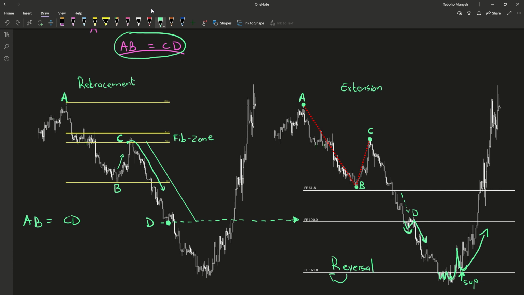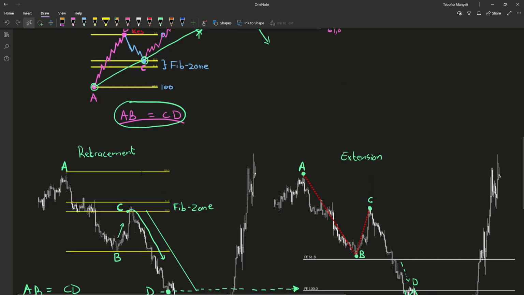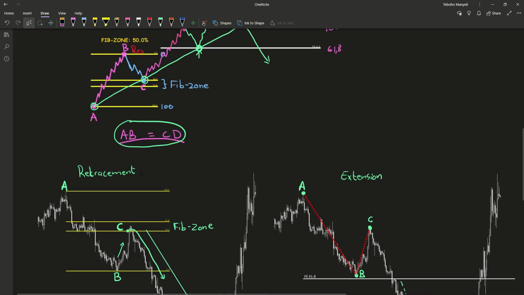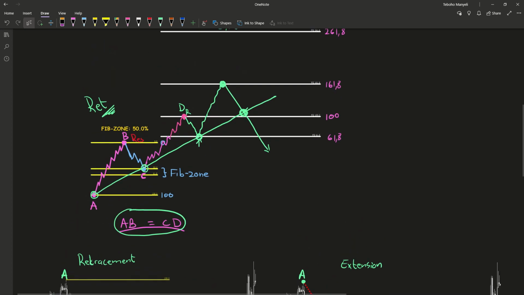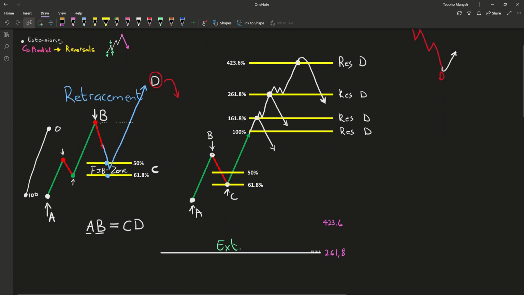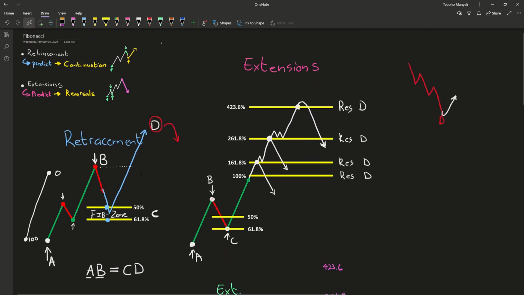So I hope I really broke down Fibonacci in a nice calm way so that you are able to use the tool yourself. Obviously we're going to look at some examples in future videos. At this point, I hope you understood that AB equals CD because of the harmonic, guys, and you can use these two tools to help you predict very crucial information like continuation and reversal.